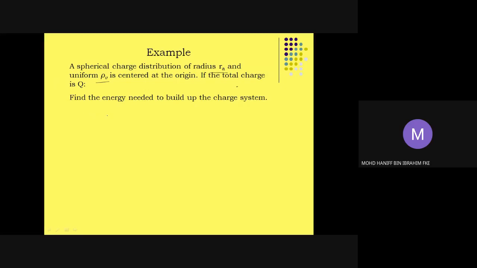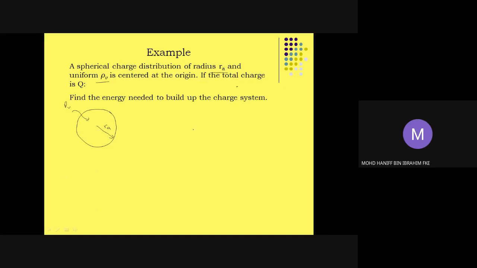Okay, so if I can sketch the diagram for you, we have this spherical structure. We have a radius of RA, and the charge distribution is rho v. So the question is: find the energy needed to build up the charge system. Or in other words, find the energy that is produced or conserved by this particular charge distribution.